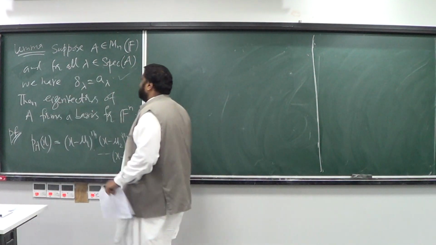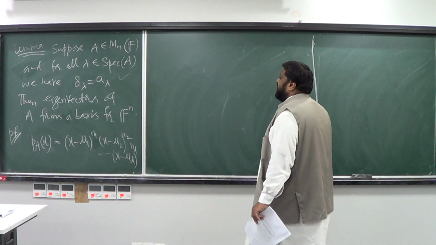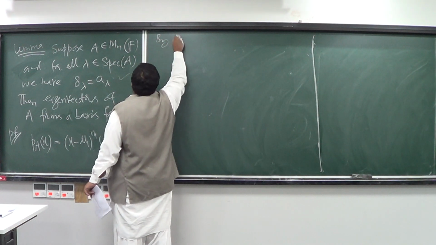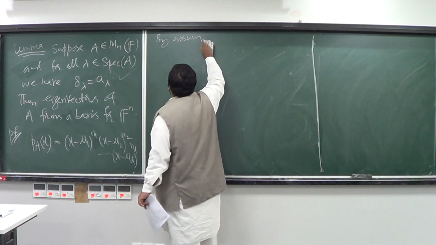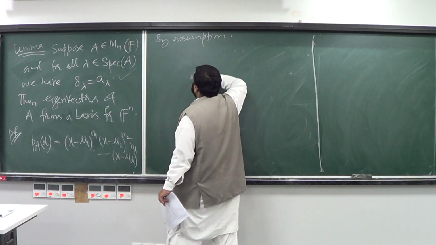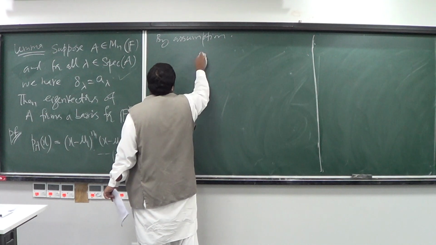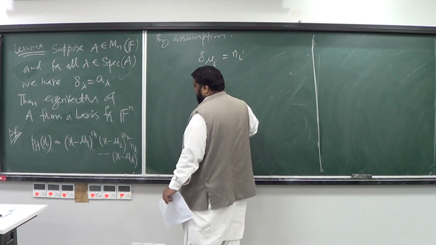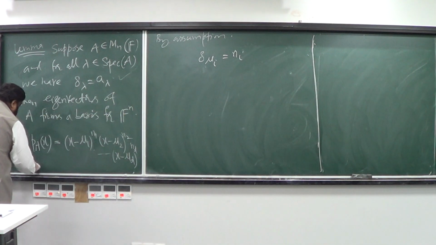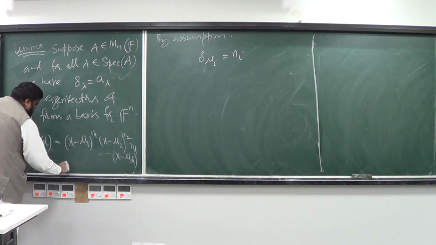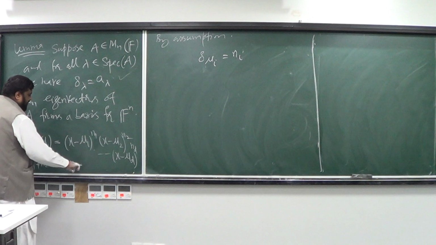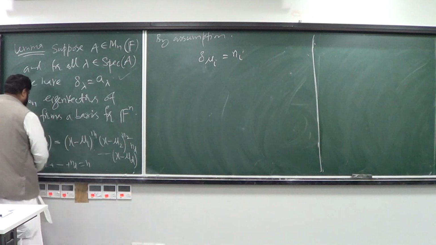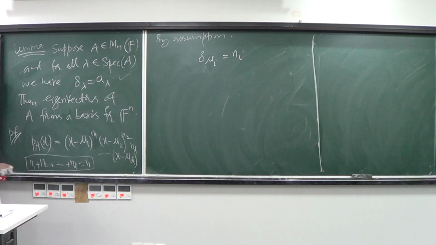Now from this assumption, the geometric multiplicity of each, by assumption, we know that the geometric multiplicity of each of these mu i is equal to ni. By the way, I must say that the sum of these indices n1 plus n2 plus up to nd must be equal to n. Okay, so it must be equal to n.